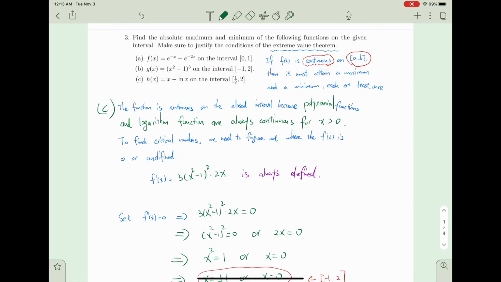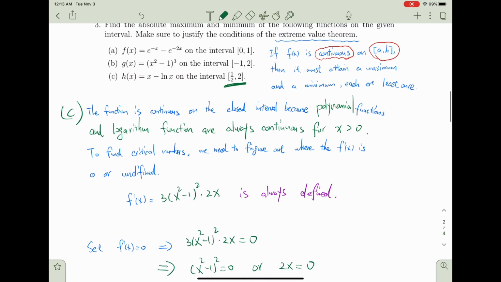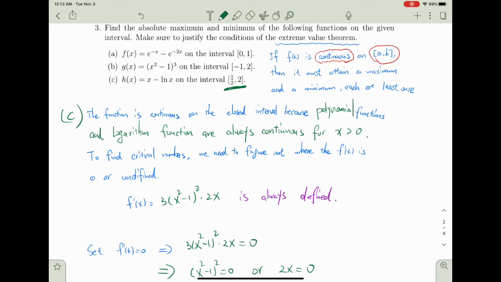Why do I say x greater than 0? Because if x is less than or equal to 0, then the log function is not defined. So we must make sure that x is greater than 0. However, the interval given here is from positive 1 over 2 to 2, which is already greater than 0. So we don't have that kind of concern that the function is not defined. Right? The function is defined on this interval, and we know that it is continuous because this statement is a subtraction, right, of two continuous functions.